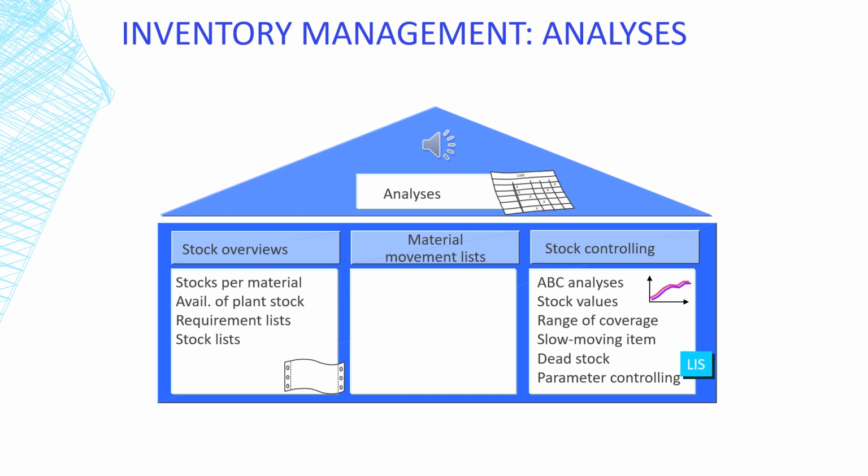Inventory management and inventory analysis are part of the inventory management process, where we basically reconcile our stock per material available for any specific plant, or any requirement that can be analyzed under inventory management. From a stock controlling point of view, ABC analysis, stock value, range of coverage, slow moving items, and dead stock analyses are done in inventory management.